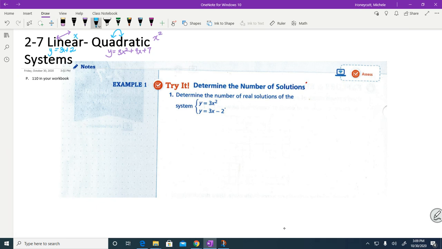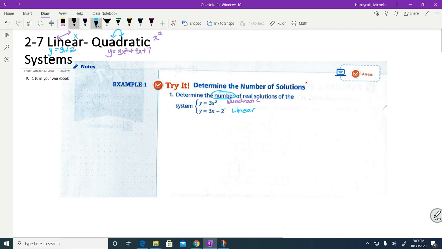So if I look at this problem in example 1, I can tell that the top one is quadratic. It's a quadratic function because it has an x squared in it. And the second equation is linear because it just has an x to the first power. So we'll be looking at systems that have a quadratic function and a linear function. We're going to start off by determining the number of real solutions. It's not asking me what the solutions are, it's just wanting to know how many solutions there are.